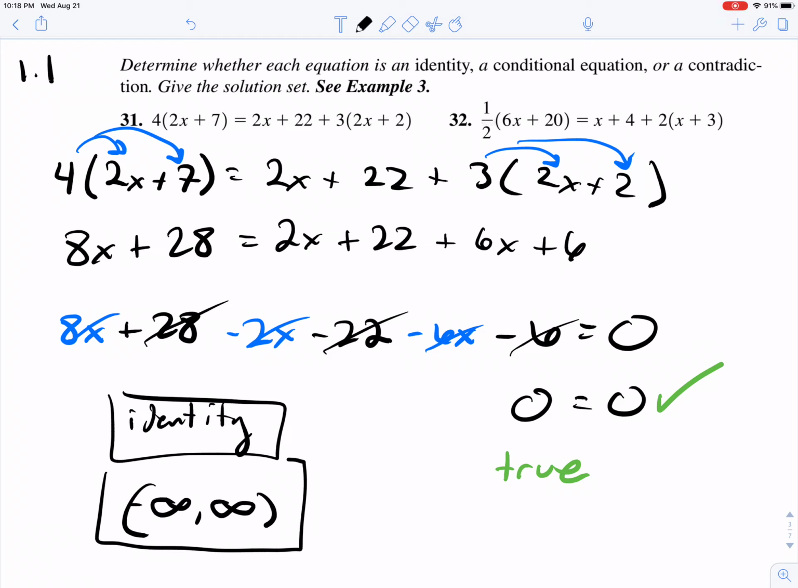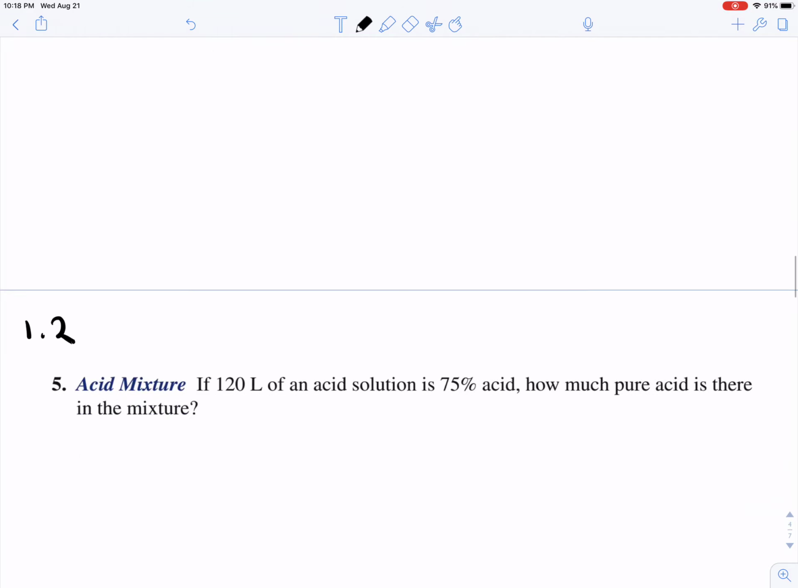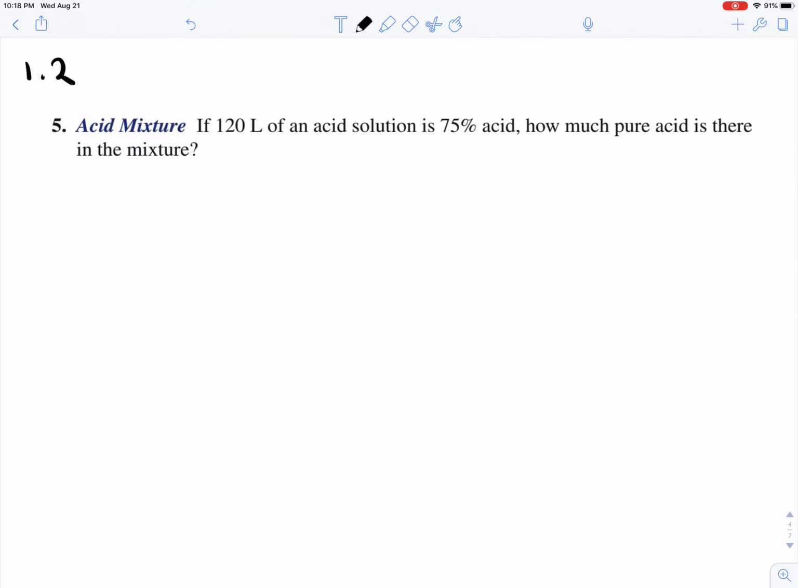Okay, let me keep moving forward. All right, I feel like this one is okay. So the next question came from section 1.2. The student said that she wasn't sure what's the formula for this. So this one says we're doing an acid mixture. It says if we have 120 liters of an acid solution that is 75% acid, how much pure acid is in the mixture? Okay. So if it is 75% acid, that means we just do 75% of 120.